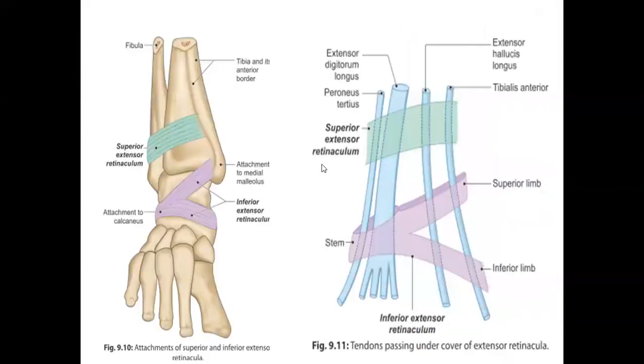Okay, so you can see here, this is the superior extensor retinaculum, this is the inferior extensor retinaculum. This is an easy diagram. You can see here the structures that pass deep to it. We have the tibialis anterior muscle, we have the extensor hallucis longus, then we have the artery and the nerve, extensor digitorum longus, and we have the peroneus tertius muscle.